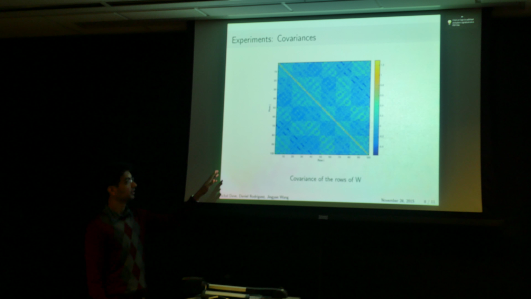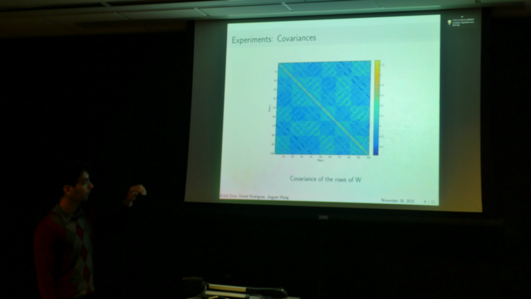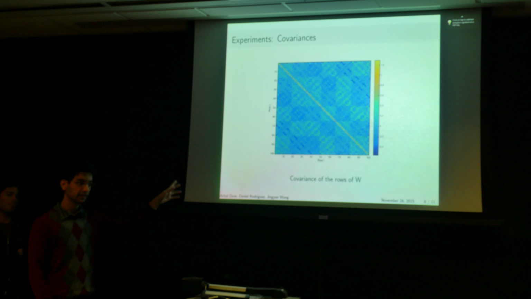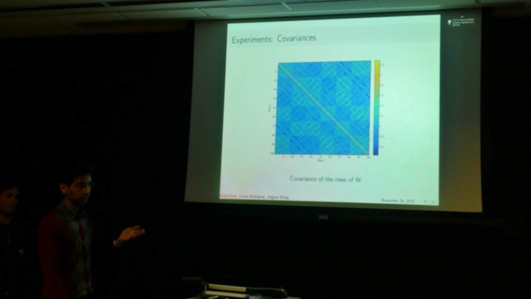If you were to do this for RKS, you would basically get zeros on the off diagonals, or very, very close to zeros. And this is one of the key insights that we're trying to leverage to prove better theoretical bounds on the fast food approximation.